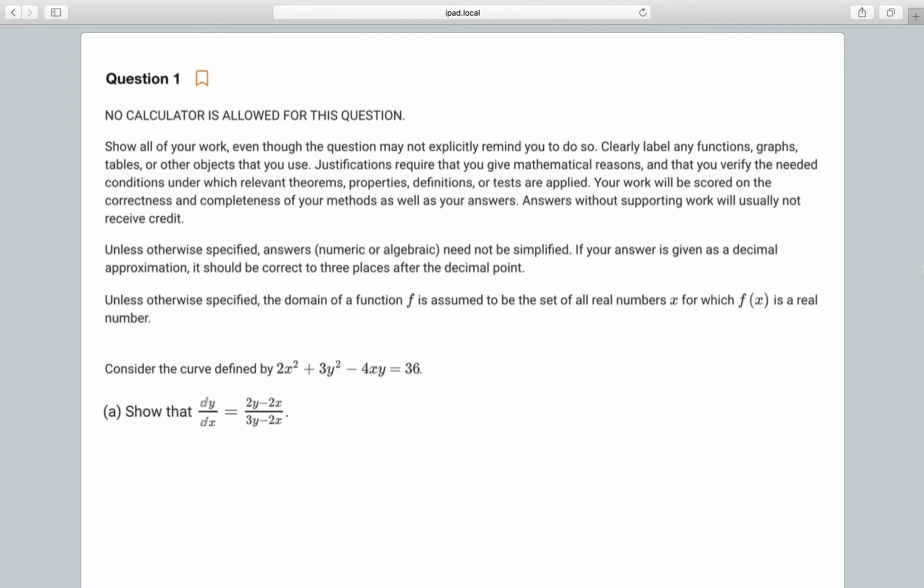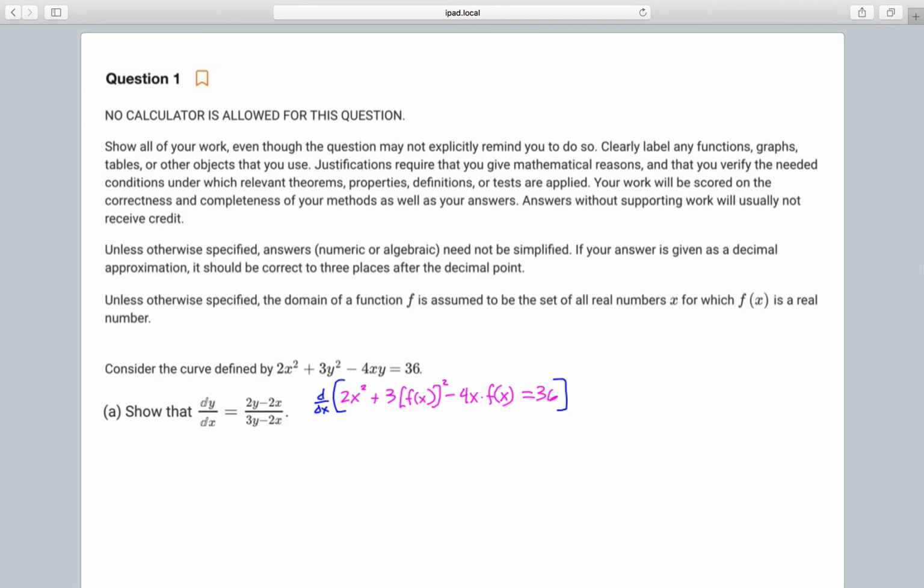So just a little implicit differentiation review. What I like to do is, when we do implicit differentiation, we think of y as a function of x. So I would have 2x squared plus 3 f of x squared minus 4x times f of x equals 36. And I think that just makes it a little clearer when we have to use things like the chain rule. If you feel really comfortable with implicit differentiation, you don't have to do that step. All right, but now I'm going to differentiate everything with respect to x.